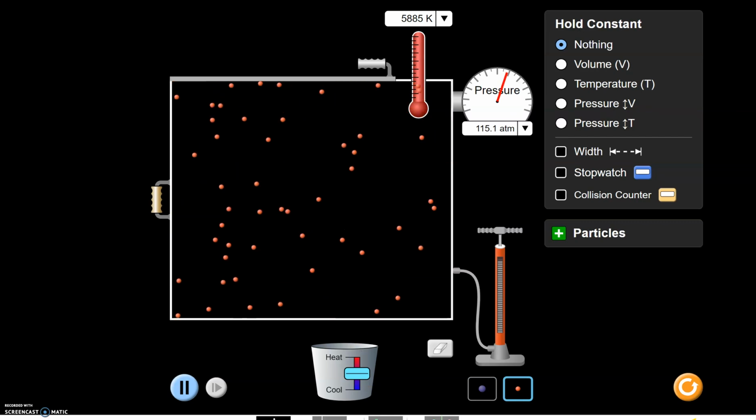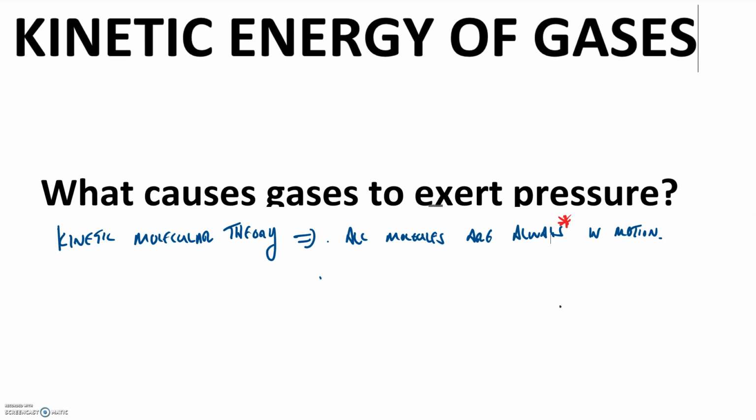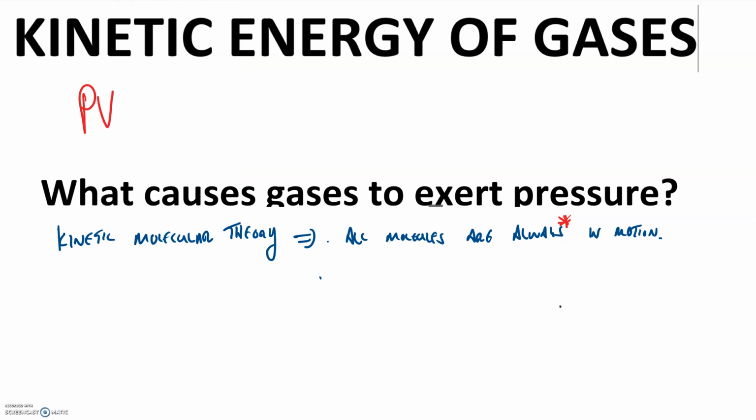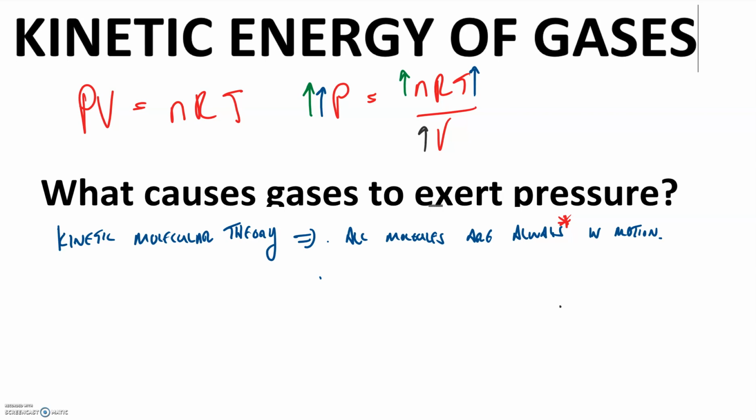So we know that the kinetic energy of particles of any gas has a lot to do with the temperature. Well, we remember that from our old friend, the ideal gas law, which says that PV equals nRT. And if we flip this around a little bit, P is equal to nRT over V. And what this means is that if we were to increase the temperature, our pressure would increase. If we were to increase the number of moles of gas, our pressure would increase. If we were to increase the volume, making the volume bigger, our pressure would decrease.